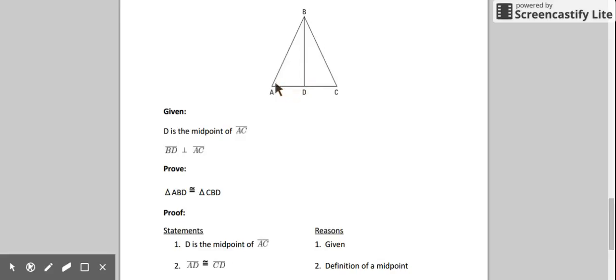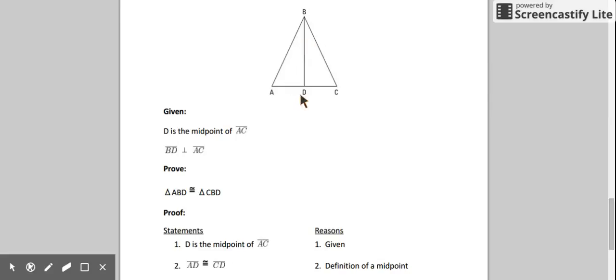Angle side angle. Well, I don't know anything about angles A and C based on my given information. And nothing so far has led me to believe that they are congruent. So angle side angle might not be the best method. So let's go back to that first thought. What if we had side angle side?